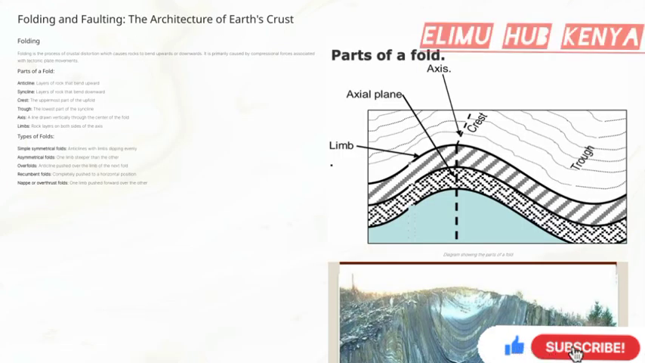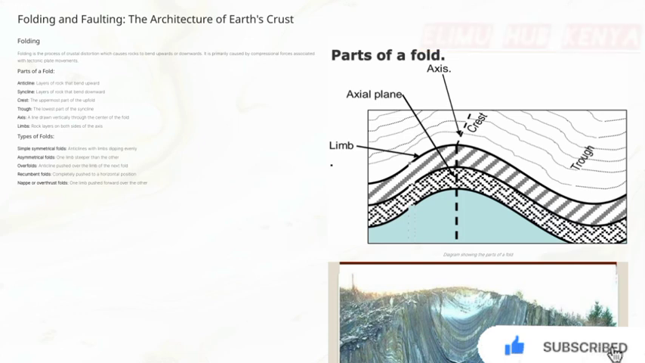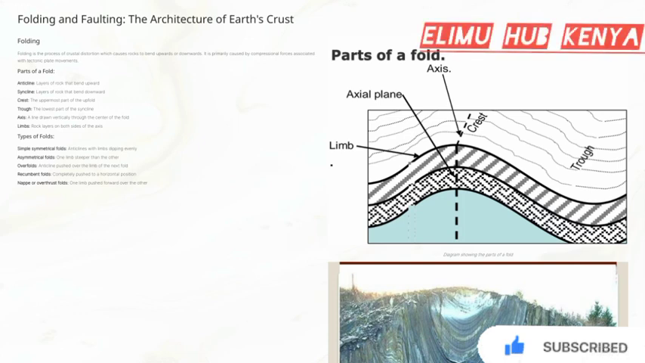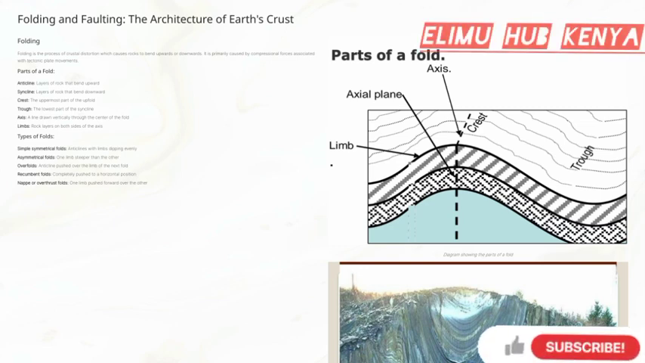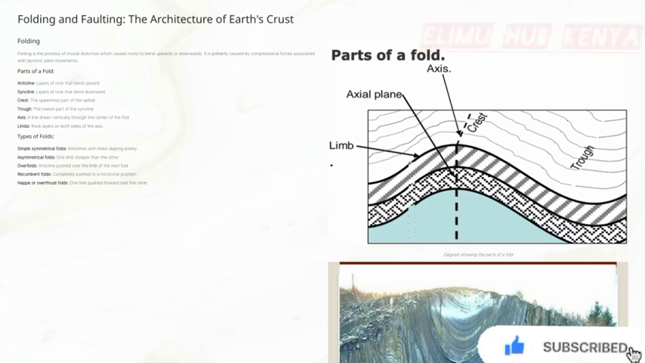Folding and faulting are fundamental processes that shape the architecture of Earth's crust. Today, I want to focus on folding, which involves the bending of rocks due to crustal distortion. These bends can be upward or downward, and they mainly occur because of compressional forces. Think of tectonic plate movements pushing against each other.